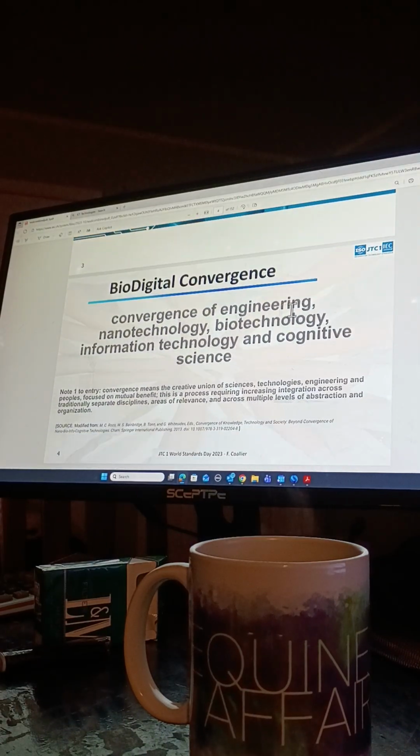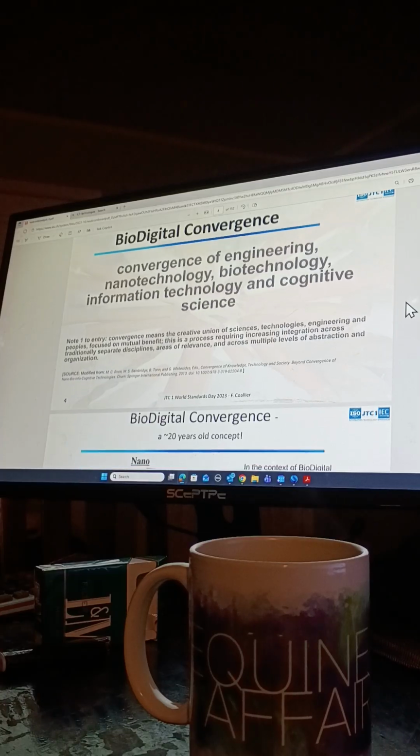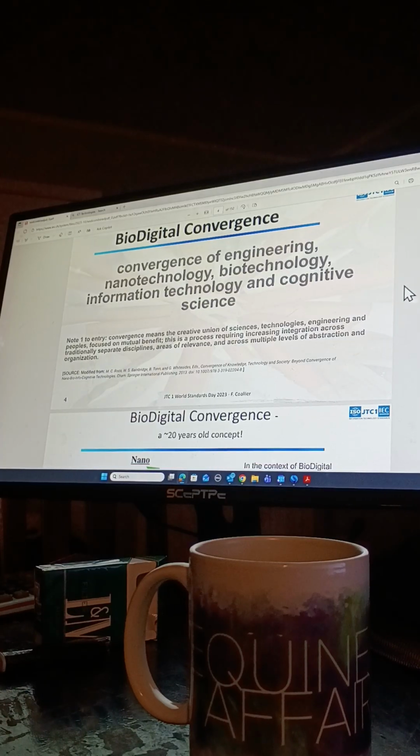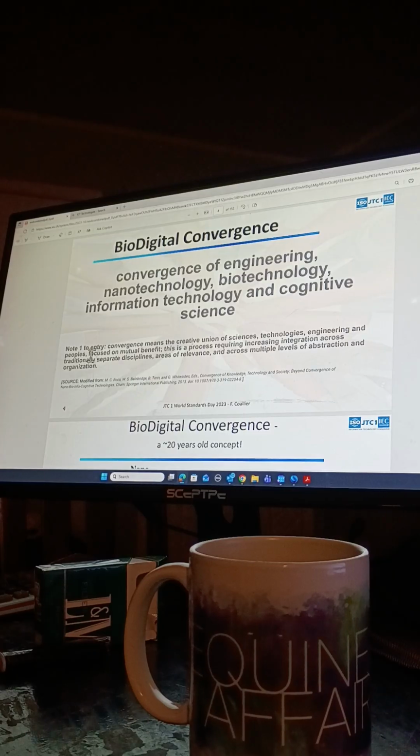And so we're going to do our own little presentation right now and go through this PDF and try to understand what it means. I was already reading these first two pages to DeeDe, and I just want to read them again because there's something important in this first page, which explains what biodigital convergence is. It is the merging of engineering, nanotechnology, biotechnology, and information technology with cognitive science.